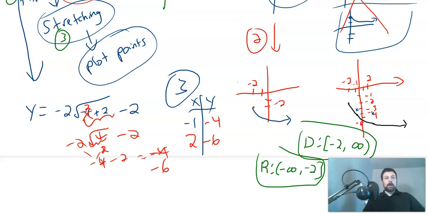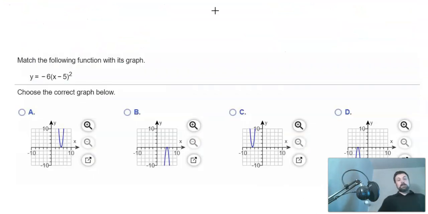So why don't you guys try this problem? Pause the video, consider the equation that you're given, and decide which of the graphs seem to match that equation based on the transformations that need to be applied. And then resume the video to see if you came up with the right answer. And also find the domain and range.